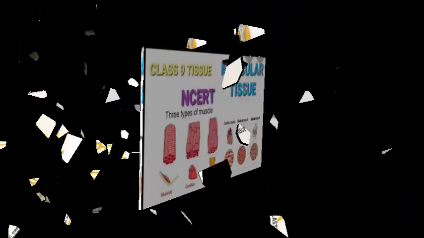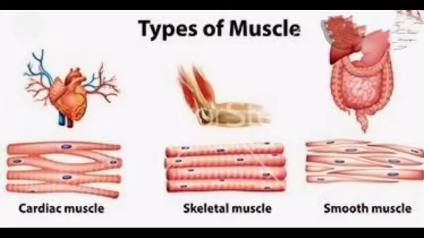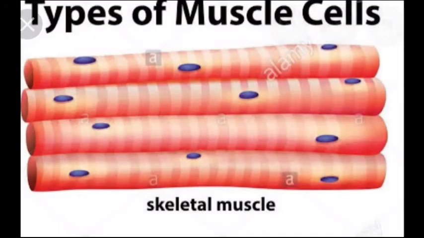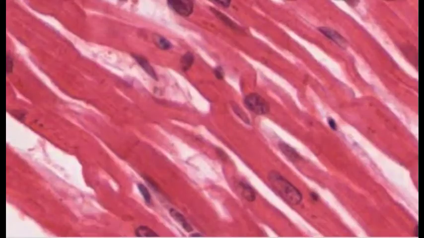Let's move to muscular tissue. Main function of muscular tissue is to provide movement to the body. Muscular tissues are of three types. First, striated muscles or skeletal muscles or voluntary muscles. These muscles are also called skeletal muscles as they are mostly attached to bones and help in body movement.